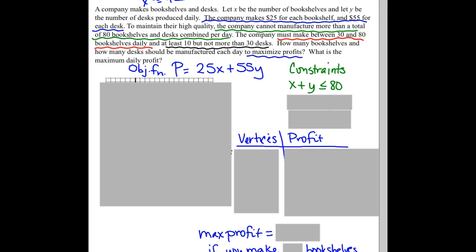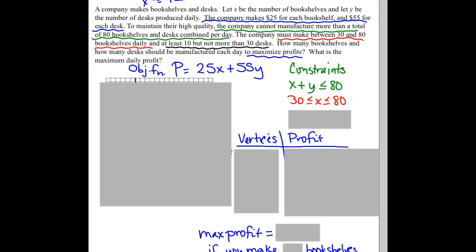The second statement in red says the company must make between 30 and 80 bookshelves each day. They're giving me a low end and a high end, right? Somewhere between 30 and 80. That's my next constraint. Bookshelves, which is X, has to be somewhere between 30 and 80. Now you can write that as two separate inequalities. You could say X has to be greater than or equal to 30 and X has to be less than or equal to 80. That's just as easy as writing a compound one.